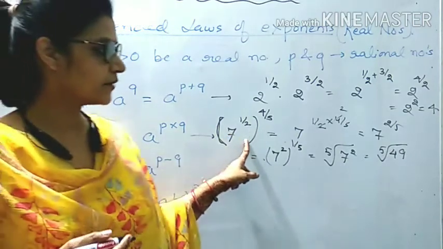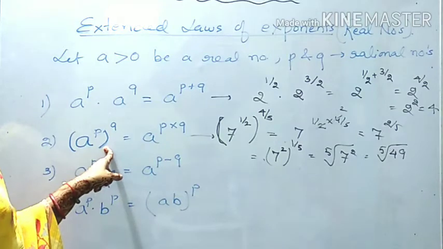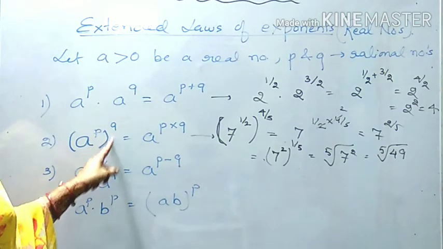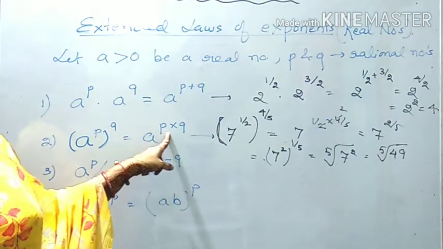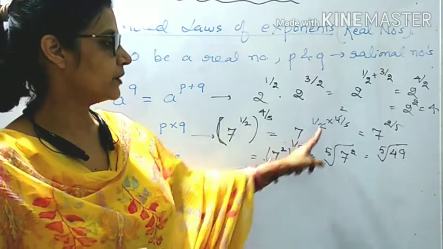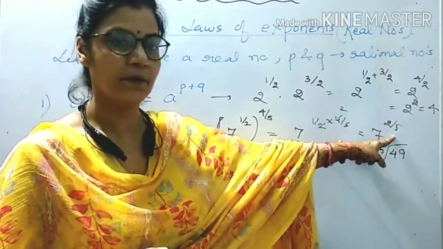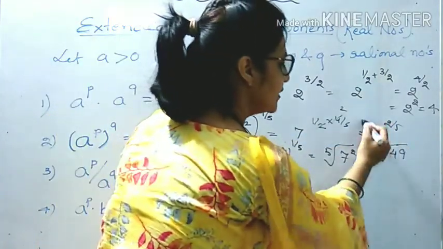So the solution of this problem is using the second exponent law, a to the power p to the power q, which is equal to a to the power p into q. So thus it becomes 7 to the power 1 by 2 into 4 by 5. So it is 7 to the power 2 by 5. So now this is your final answer.